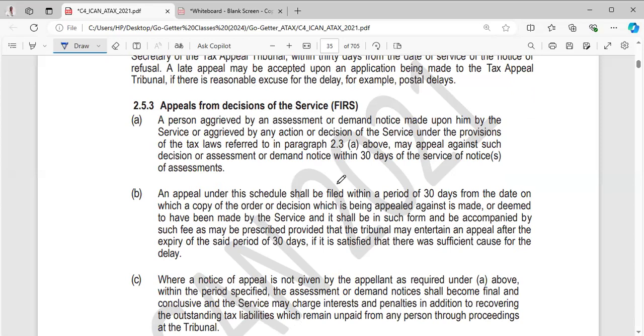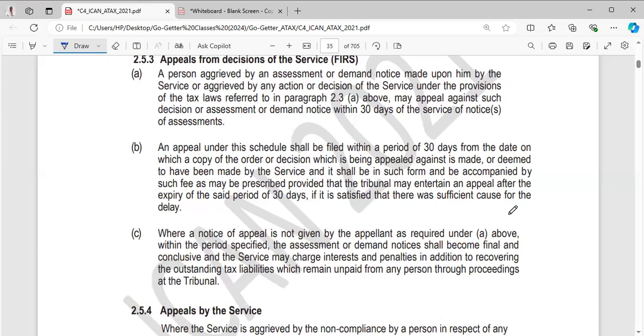Where a notice of appeal is not given by the appellant within 30 days, the assessment is said to be final and conclusive. So take note of this language, final and conclusive. That's a very important language we shall know. So they can tell you when an assessment is deemed to be final and conclusive.